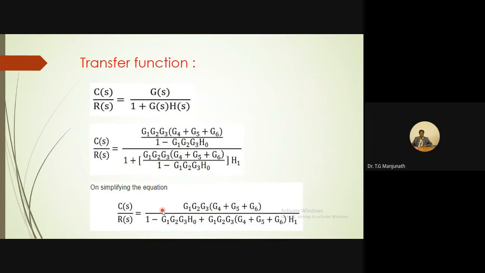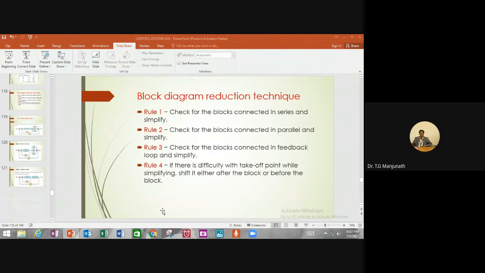That is how to solve a simple problem. Okay.